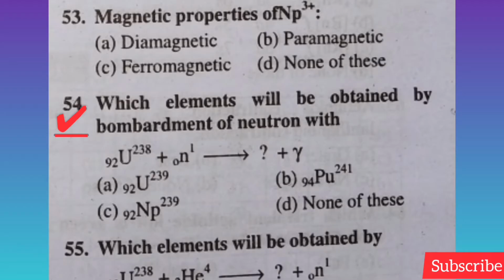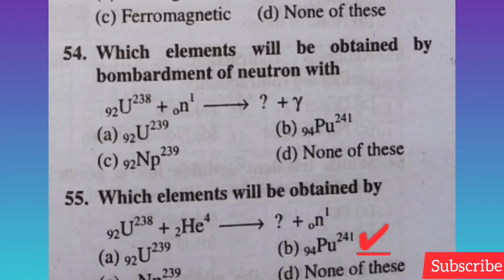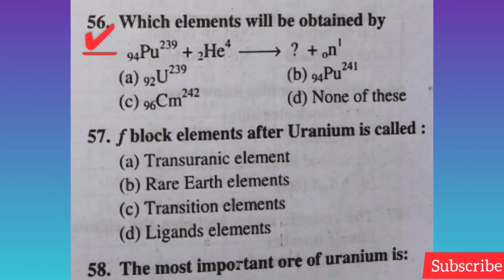Next question, which element will be obtained by bombardment of neutron with this equation? Option A is correct in this question. Next question, which element will be obtained by, in this question option B is correct. Which element will be obtained by, in this question option C is correct.